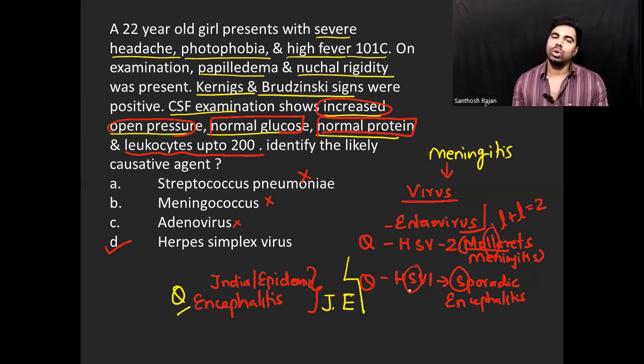Though HSV-1 and HSV-2 cause what? Herpetic lesions, you know that one. Especially HSV-2 causes genital herpes. HSV-1 causes lesions in the upper part, above the waist, any vesicular lesion. Okay, so we're done with this. Your right answer would be herpes simplex virus.